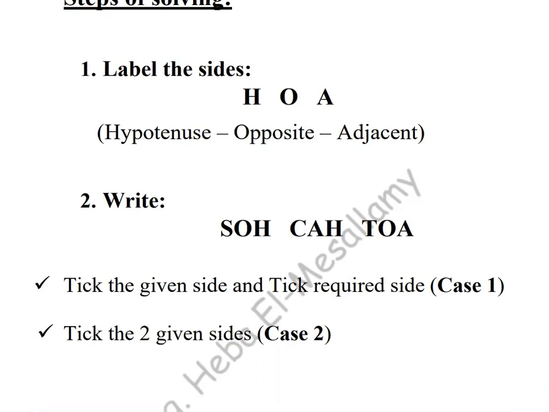After that, we are going to decide which ratio we should use, sine, cosine, or tan, and we are going to start substitution. After that, we are going to solve the equation that we are going to have to find the unknown.